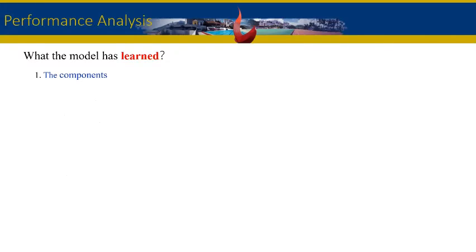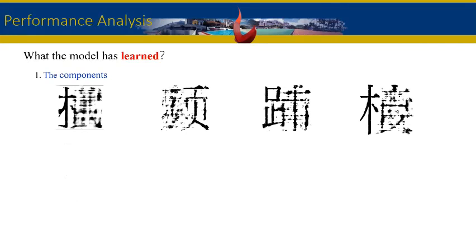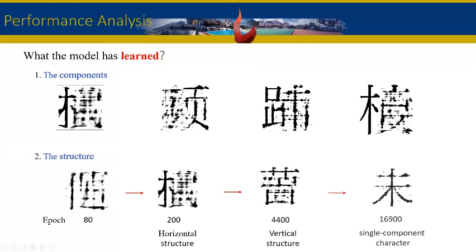The first one is the components, which are the most common and frequent parts of the characters. The model can draw a very clear and accurate component but may be confused in other parts. The second thing is the structure. Based on the historical output, we can find the order in which the machine learns the characters' structure. The model only used 200 turns for the horizontal structure, but spent 4,000 turns for the vertical structure. And it takes 16,900 turns to learn the first single-component characters. We'll talk more about this later.